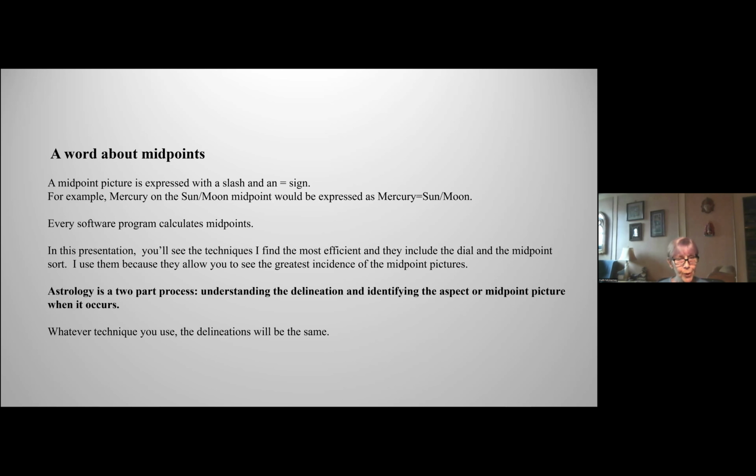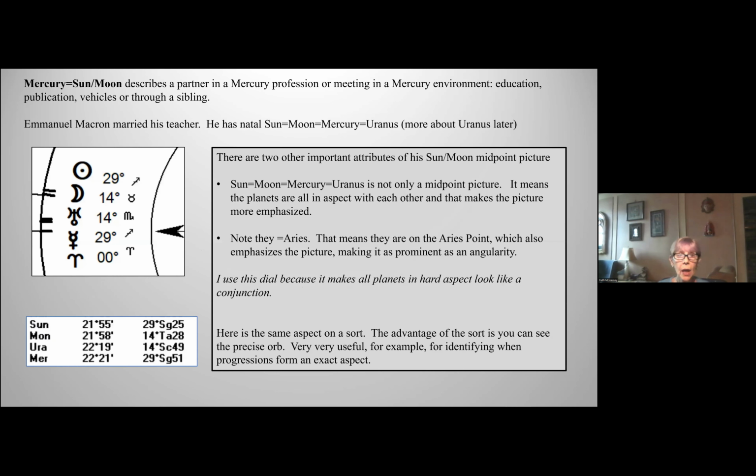Astrology is a two-part process. It's understanding the delineation, and it's identifying the aspect or midpoint picture whenever it occurs. Whatever technique you use, the delineations are going to be identical. So first, we're going to talk about Mercury on the Sun Moon Midpoint. It describes a partner in a Mercury profession, or meeting in a Mercury environment, which would be education or publication or vehicles, or through a sibling, aunts, uncles, cousins, brothers, sisters, nieces, and nephews.